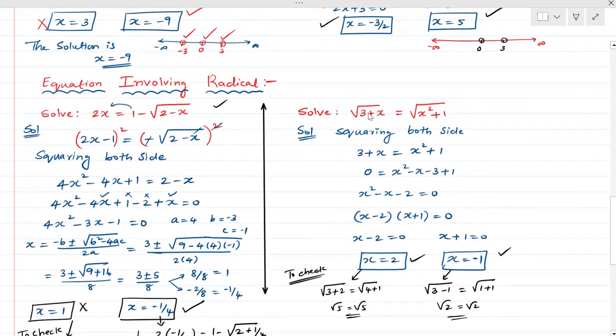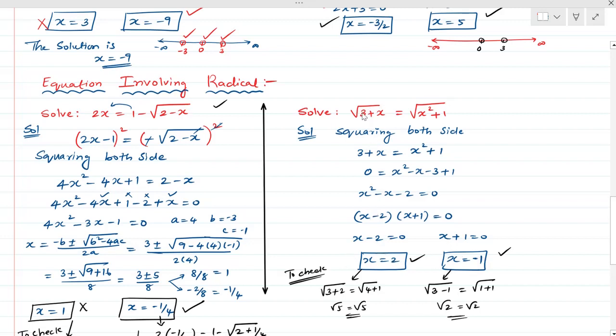So similarly, here you have square root of 3 plus x equal square root of x square plus 1. On squaring both sides, the square root gets cancelled. 3 plus x equal x square plus 1. Now move everything to the other side. You will have to solve the quadratic equation by using factoring or by using the formula. You can follow any method. You will get the two values, x equal 2 and x equal minus 1.